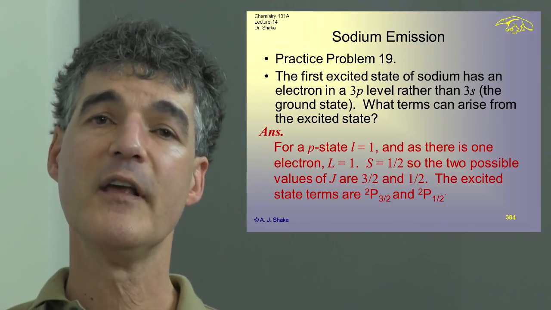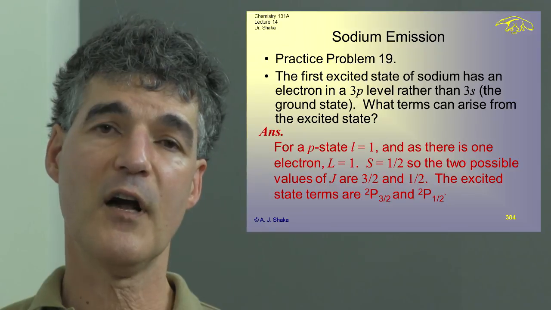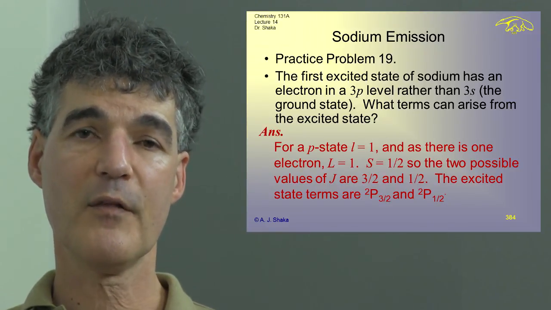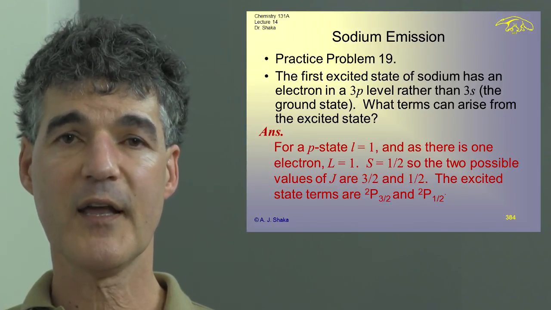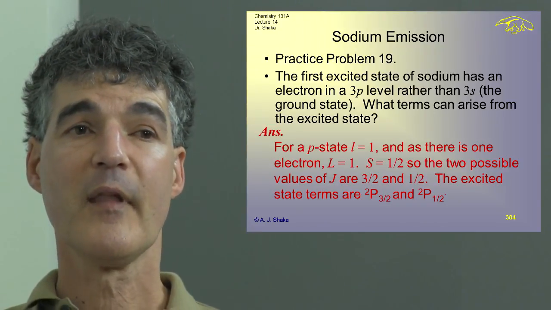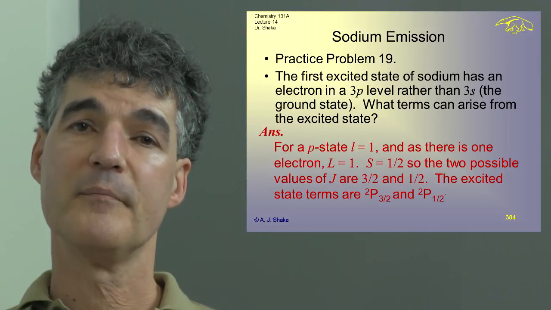The question is, if we have the electron in the 3p state outside a closed shell, what terms can arise? In other words, what are the possibilities for these term symbols? Which way can L, S, and J add up? Well, for the p state, little l is 1.